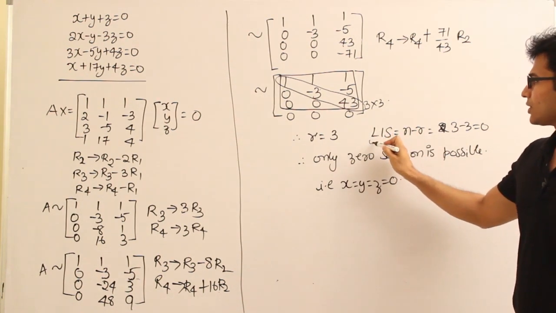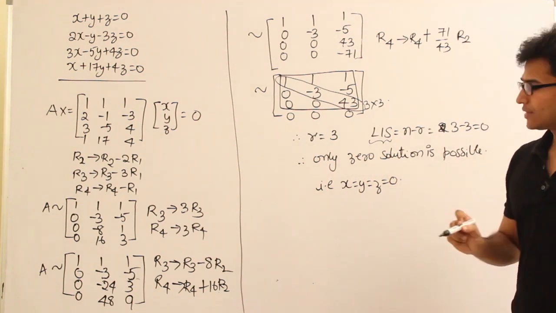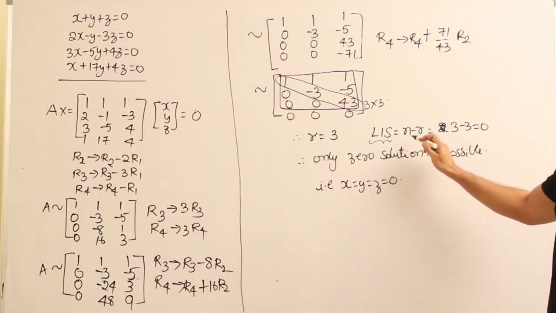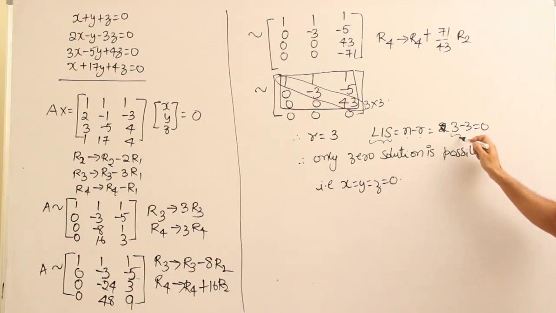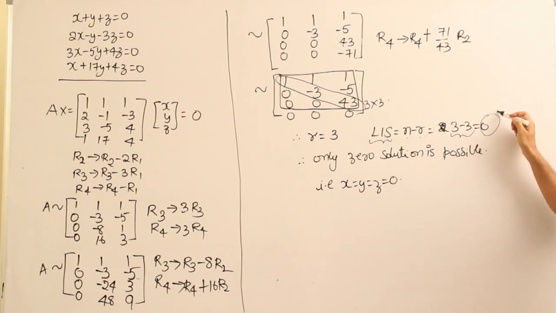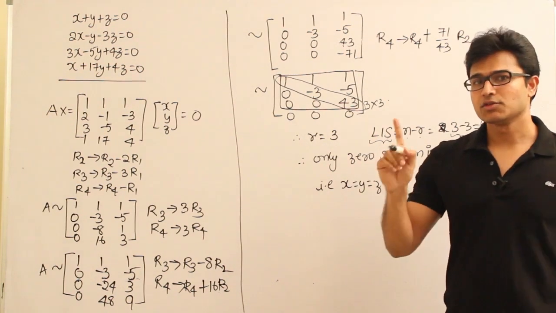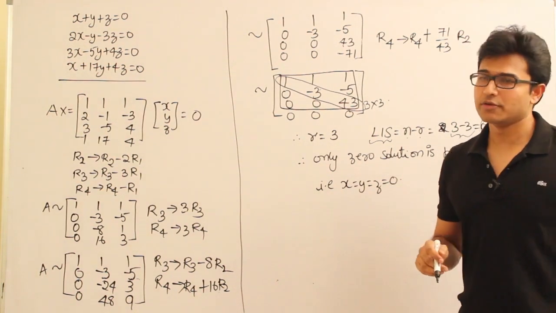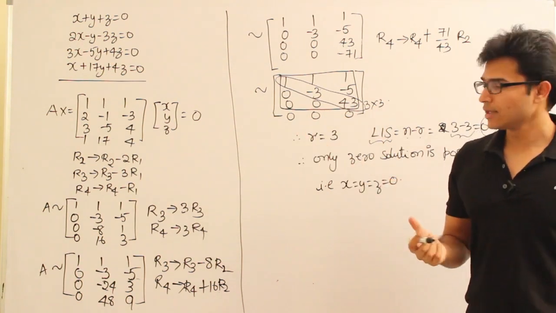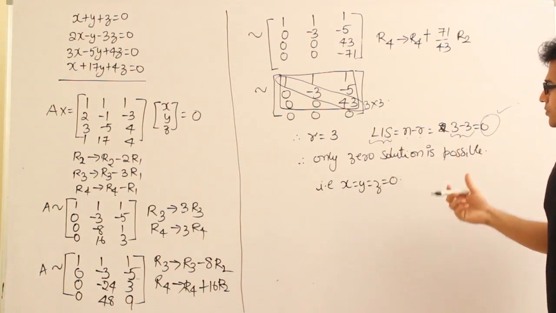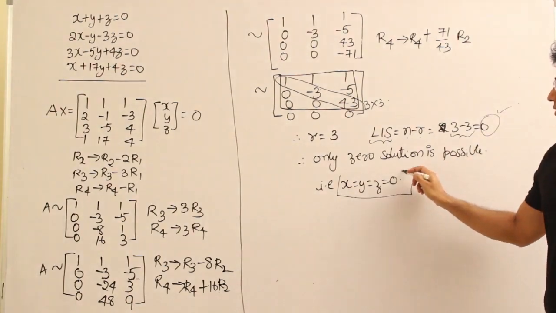Then what can we find out? Linearly independent solutions. The number of linearly independent solutions equals n minus r, that equals 3 minus 3, that equals 0. So we got that there are no linearly independent solutions. Then what is the solution? There is only one solution possible, which is the 0 solution. So we need not solve it further. So only the 0 solution is possible, and that 0 solution is x equal to y equal to z equal to 0.